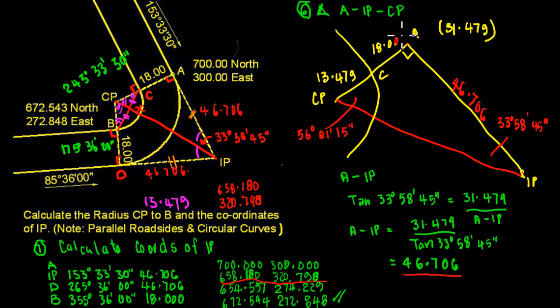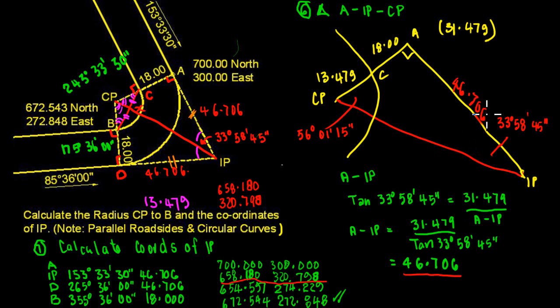Now, so we have a total distance through there of 18 plus 13.479, 31.479. We know our angles, which we've calculated earlier, so it just remains to calculate A to IP. And tan 33 58 45 is equal to 31.479, the opposite, over A to IP. So A to IP is 31.479 tan 33 58 45, which gives us 46.706, which I've now written here on the diagram.